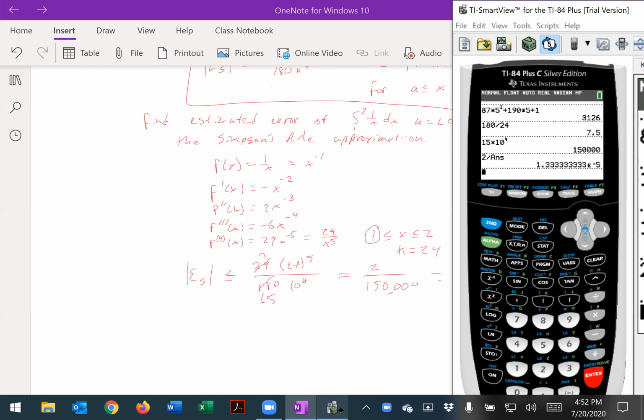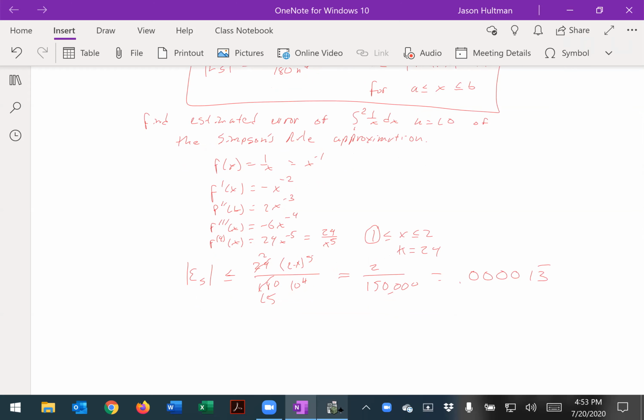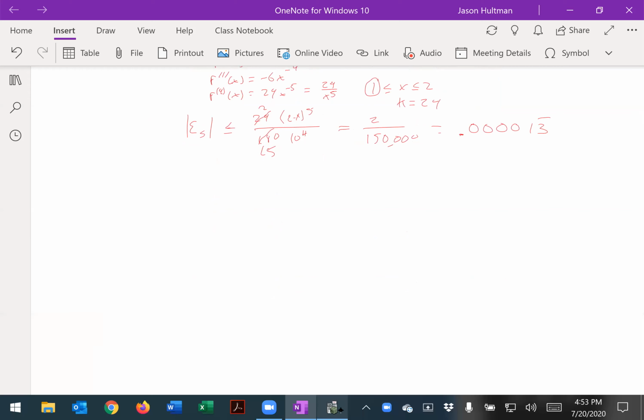Okay, so we've got 4 zeros, 13 forever, and so this gives me an upper bound, because the actual error was 0.00012345503, which is less than or equal to this upper bound of 0.0000013 forever. This one has 5 zeros, this is the actual error. And this one has 4 zeros, this is the estimated error, so it is bigger.